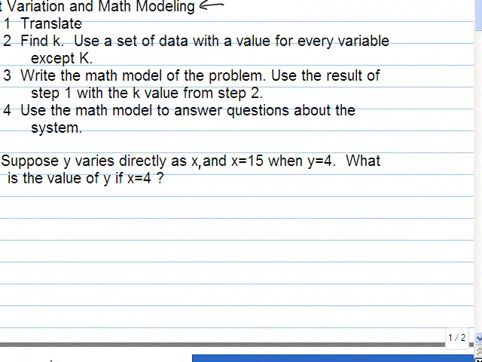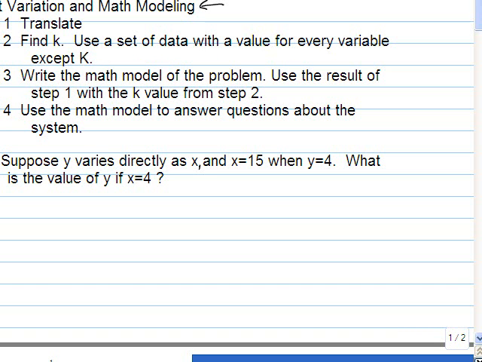The first step is to read the problem and do a basic translation as we just did in example 1 and 2. Your second step is going to be to find the value for that k, that constant of variation. To find that, you're going to need to be given a set of data in the problem with a value for every one of the variables except k. If k is the only variable that you don't know, and I've made a mistake here, I used a small k here and a big K here, but I mean for them to be the same k.